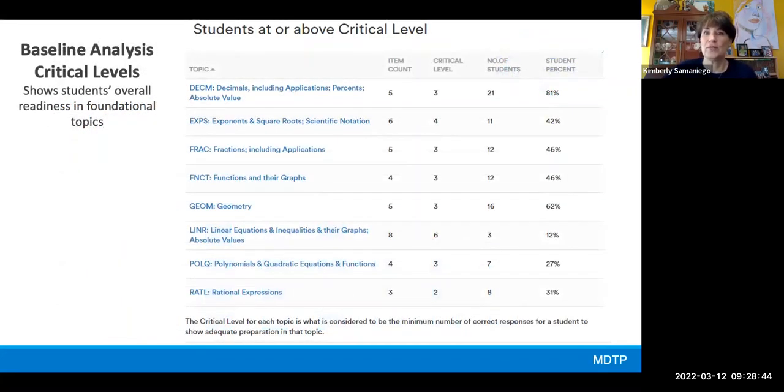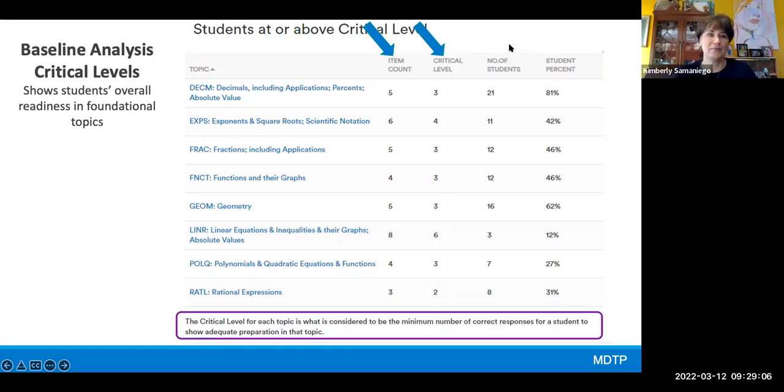Also, another thing you learn about is how many items are in each topic and what is the critical level. So if we look specifically at decimals, our first topic, there's 5 items in decimals and percentages, absolute values. And students need to earn a 3 to be deemed meeting the critical level. And MDTP determines the critical levels. In our summer conference, we determine critical levels. And this is what we consider students should be answering, the number correct to be minimally prepared.